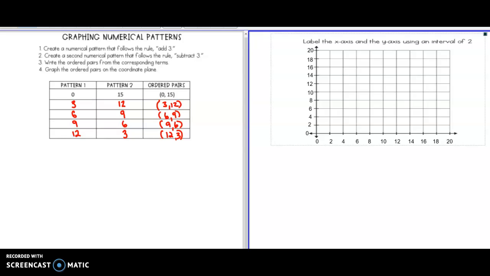So pattern 1, that's what I did. I started at 0 and I'm adding 3 each time. So 3, 6, 9, 12. The second numerical pattern followed the rule of subtract 3. So it started at 15, subtract 3 to get 12, then 9, 6, and 3.